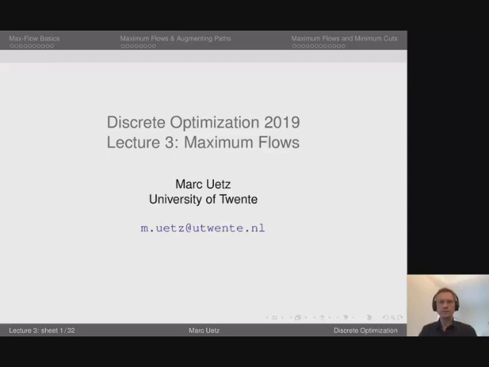Welcome to the third lecture in discrete optimization. This is the first of two lectures in which we are going to treat maximum flow problems. The first of these two lectures is going to be about more structural results on flows in networks, while the second one is going to be about algorithms to actually compute maximum flows in networks. So this is what we do, maximum flow computation.